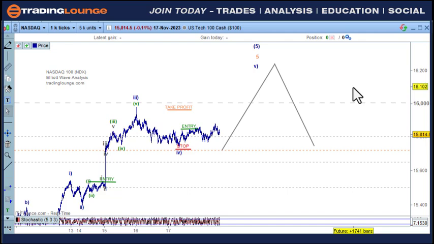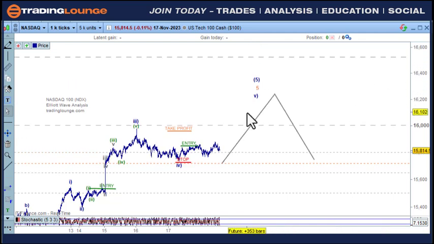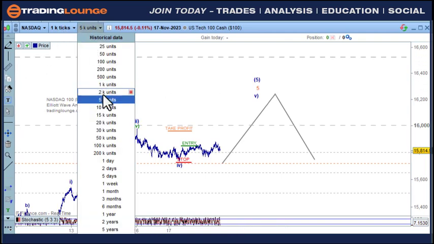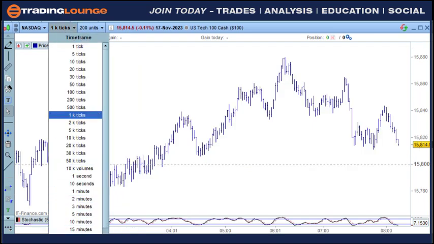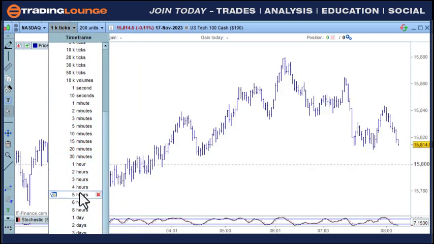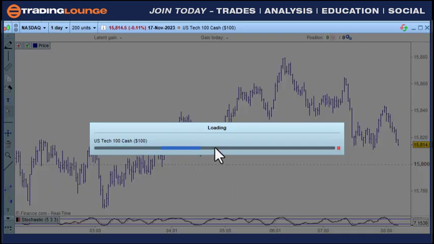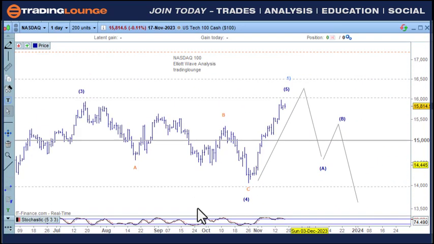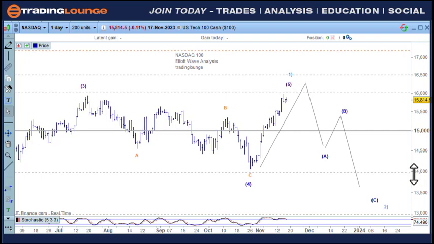But I think we should just check out the bigger picture for a moment, because we are looking for a top up in this area. Now, I think I might just go to the daily chart here, just starting as Monday. So this is what it's looking like now.